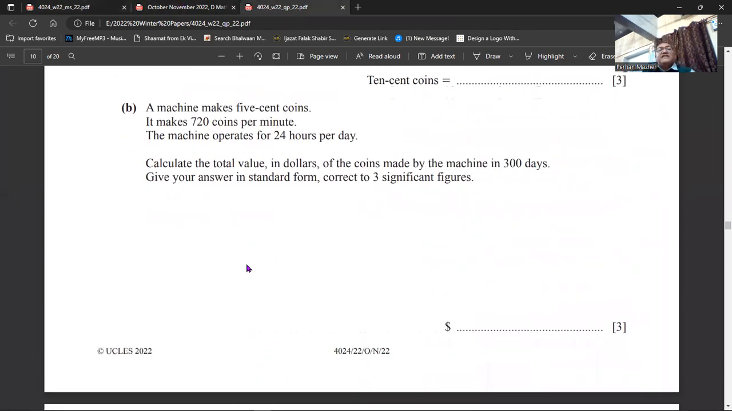Then the B part, he says a machine makes 5-cent coins. It makes 720 coins per minute. The machine operates for 24 hours per day. Calculate the total value in dollars for the coins made by the machine in 300 days. Give your answer in the standard form, correct to 3 significant figures.